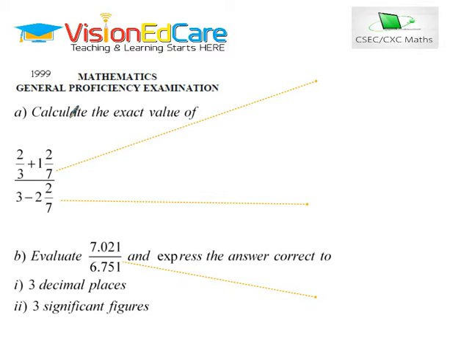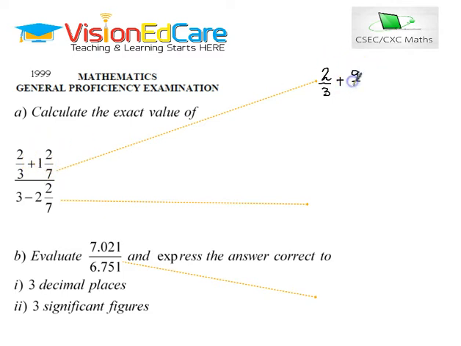Otherwise, tune in. So part A, you're asked to calculate the exact value of 2/3 plus 1 2/7 over 3 minus 2 2/7. Let us work out the top part of the fraction here. So we have 2/3 plus 1 2/7. Let's convert this to an improper fraction. So we have 7 times 1, that's 7, add 2, that's 9/7.